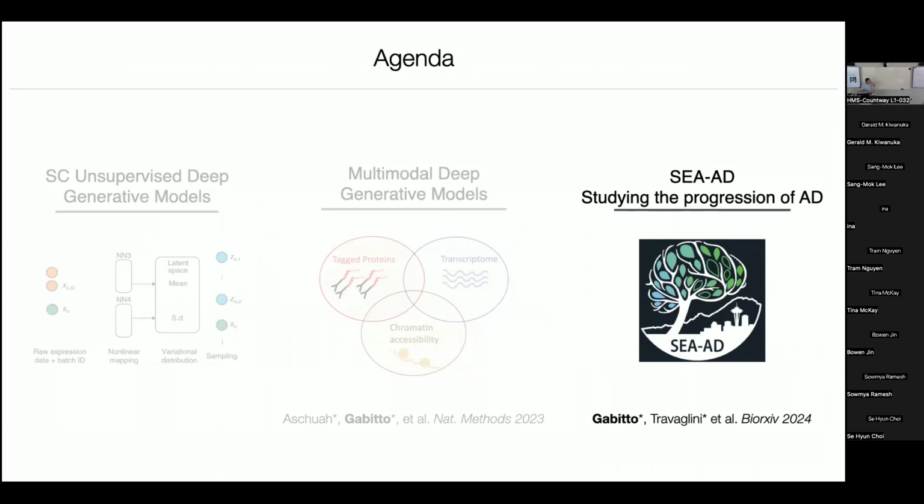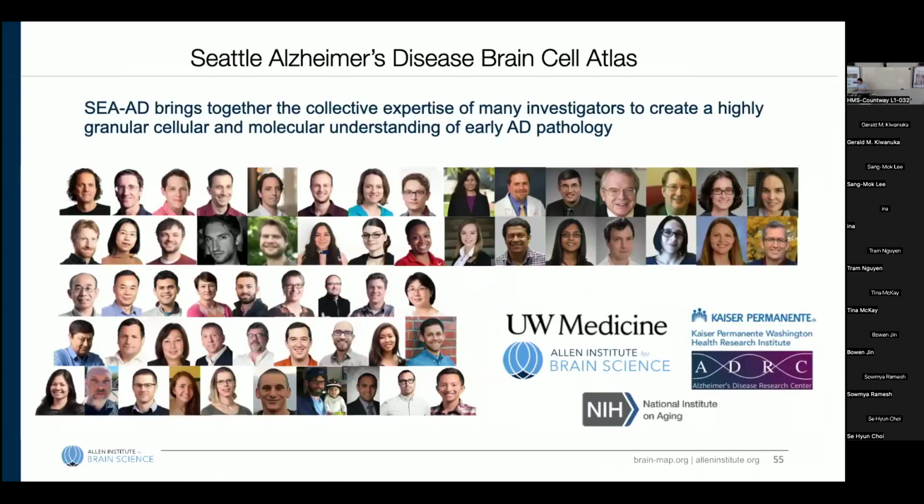All right, this is the moment I will need water, but in the next 10 minutes, I'm going to show you how we use this in a massive data set that we collected. Now, from there, I moved to the Allen Institute. Now it's the transition to really understand the progression of Alzheimer's. And I'm leading the analysis effort of what is called the SEA-AD dataset, the SEA-AD Consortium, which is the Seattle Alzheimer's Disease Brain Cell Atlas, which brings together investigators from the Allen Institute, University of Washington, and Kaiser Permanente.